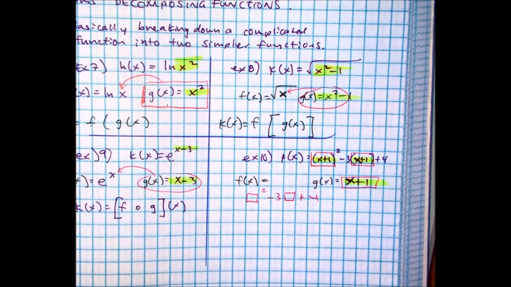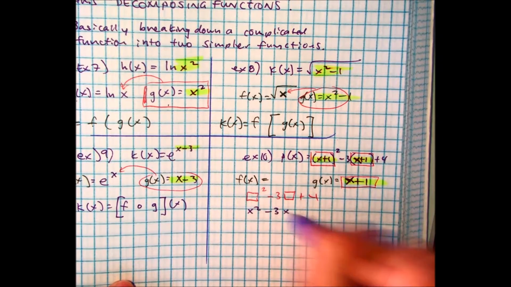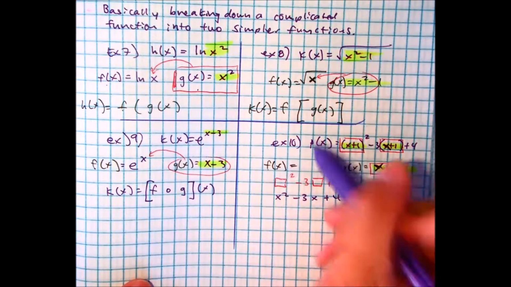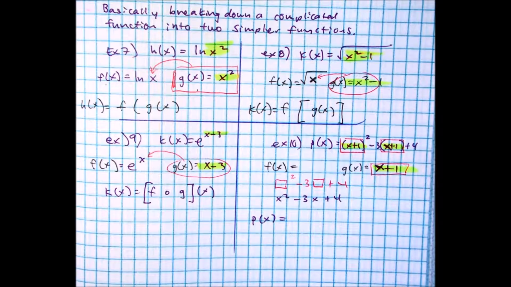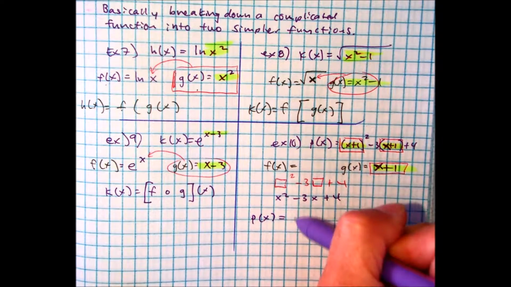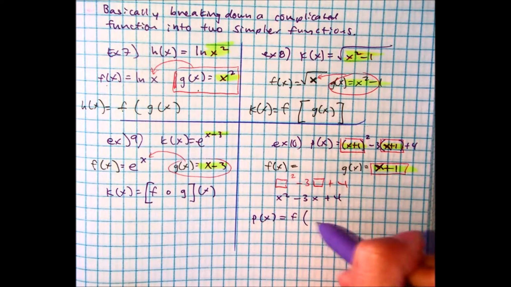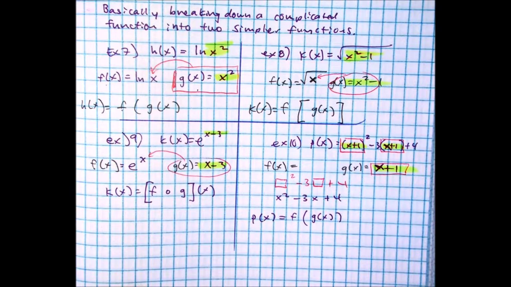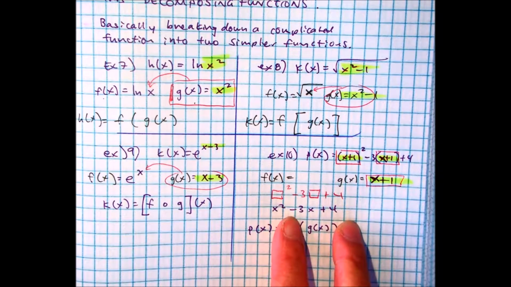And class, instead of writing a box, you're writing what? An x. Okay, so that means p of x is equal to, what goes on the outside, f or g? f of what? g of x. Okay? So really in your answers, we're just looking for you to decompose the more complicated function into f and g.